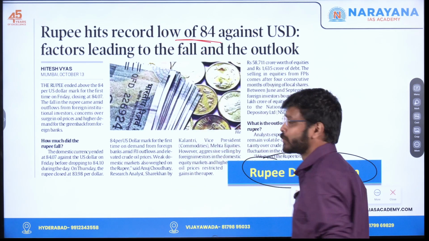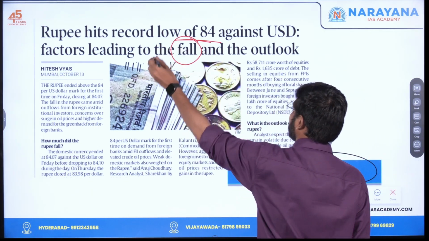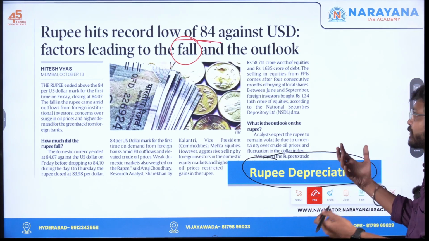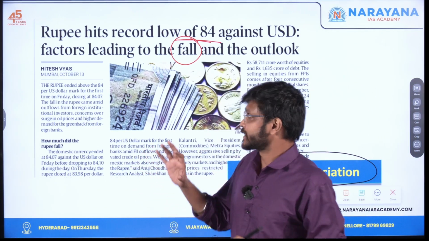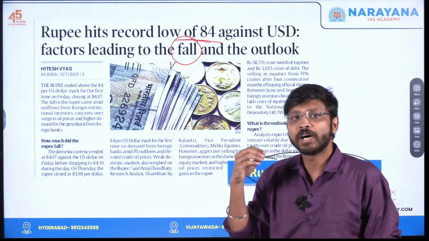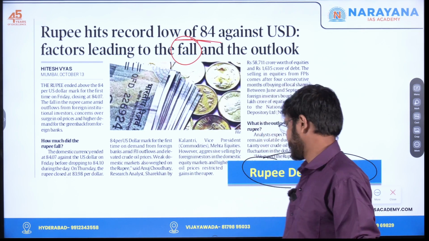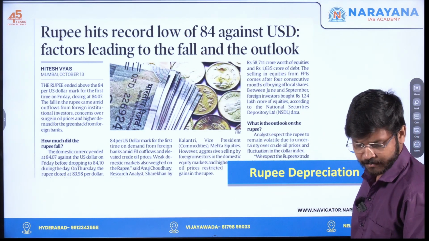Here you can see a record low of 84. You need to understand what this 84 is, and another term is also there, that is fall. So what is fall? How does rupee fall? How does rupee gain? In this session we will be discussing all these things: what is the exchange rate, how rupee appreciates, and how rupee depreciates. All of this will be covered in this session. So let's move on to the session.